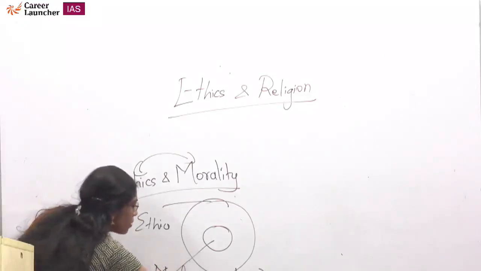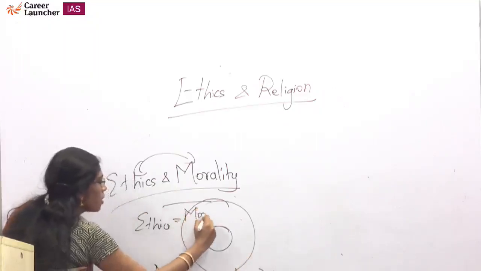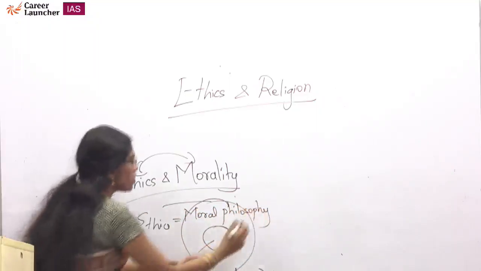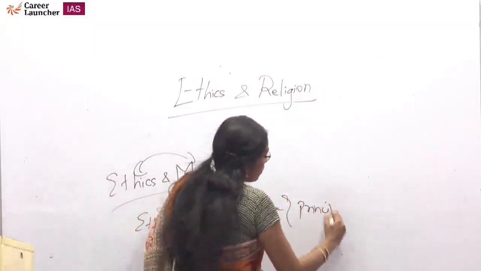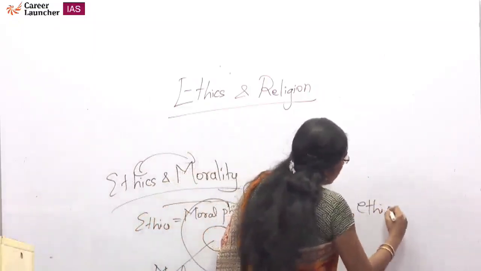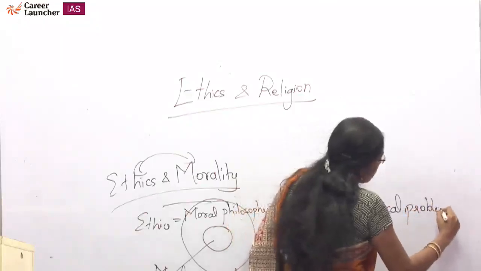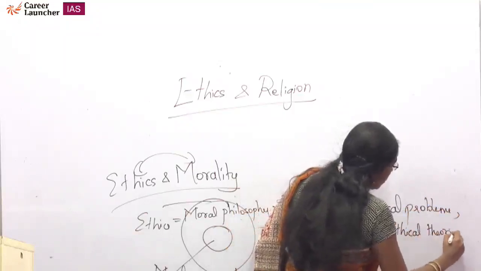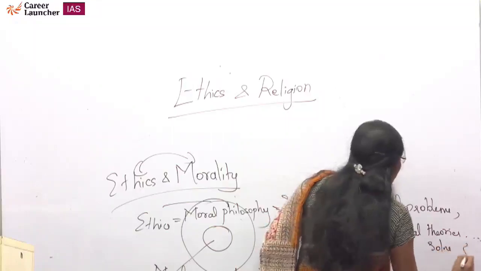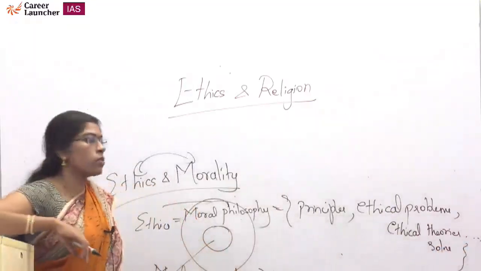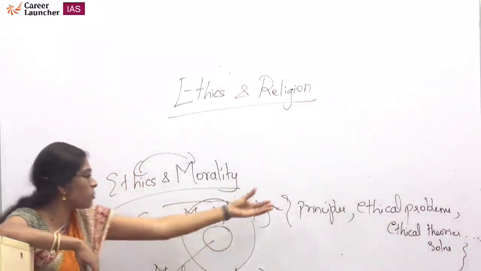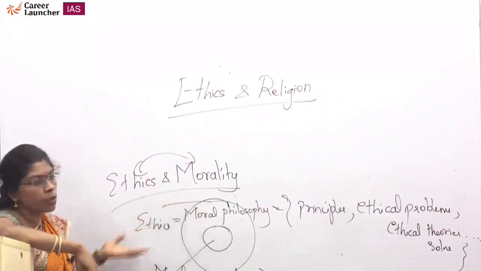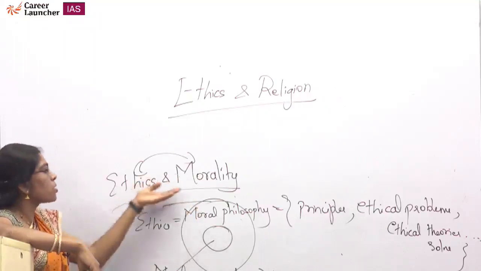But ethics is not only a set of principles. It is moral philosophy. Ethics is a branch of philosophy that includes everything: the set of moral principles, then ethical problems, theories, philosophy, and solutions. The complete, wholesome thing is called ethics, and morality is a part of ethics. But whenever we travel far ahead in ethics, we always use morality in the place of ethics.